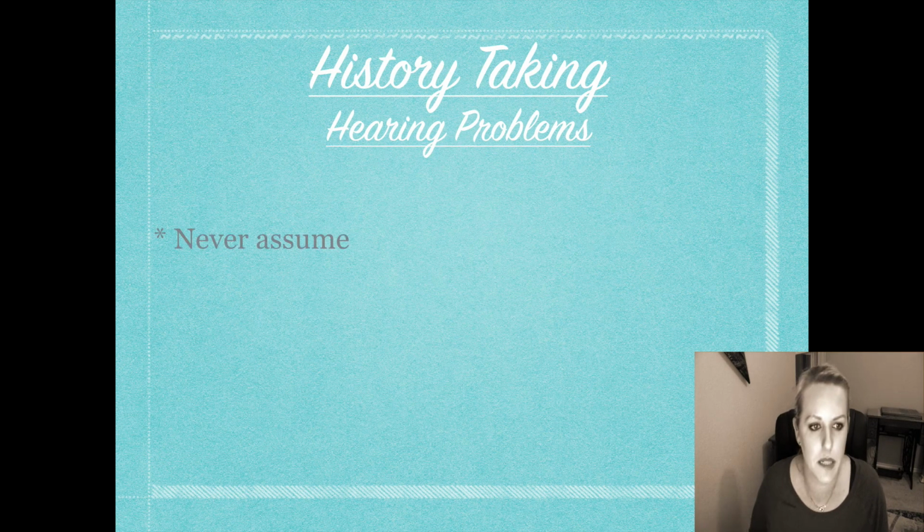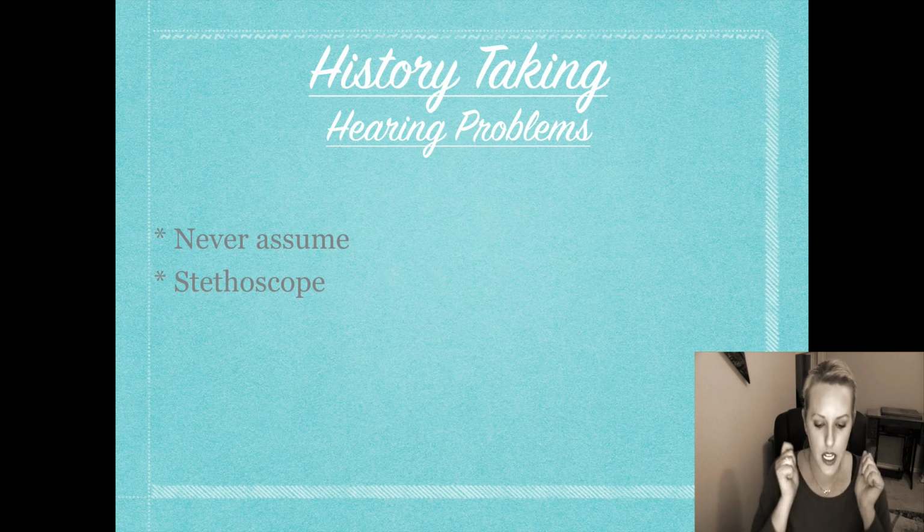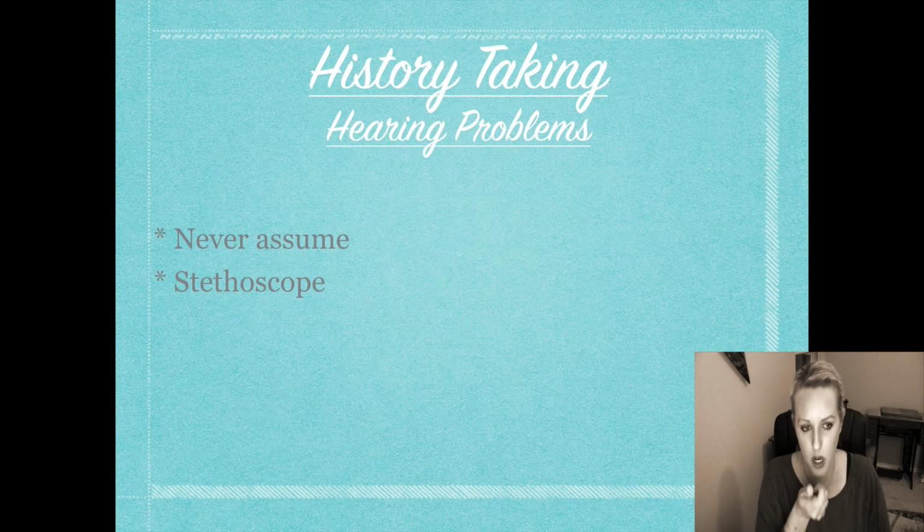So, hearing problems. Never assume that they can't hear you. So don't walk up to the elderly man and start yelling in his ear when he could hear perfectly fine. So start low and then start talking up. One of the things that you can try if raising your voice just isn't working is you can put the stethoscope in their ears and talk into the bell of the stethoscope. That may help sometimes.